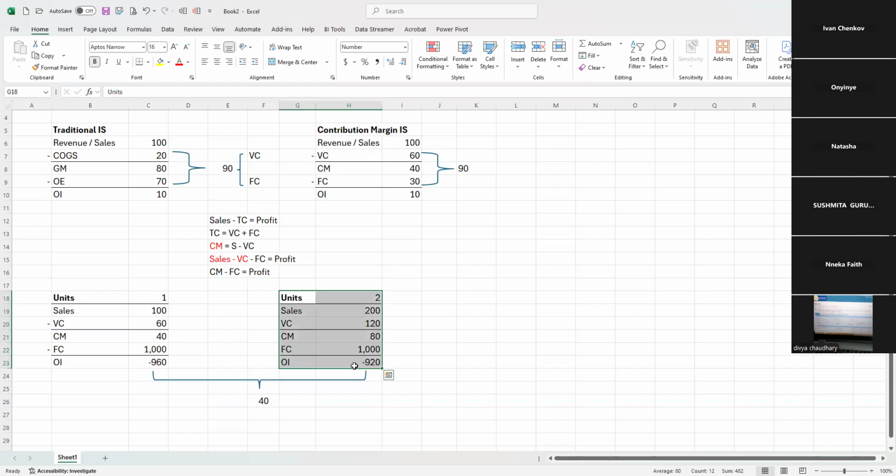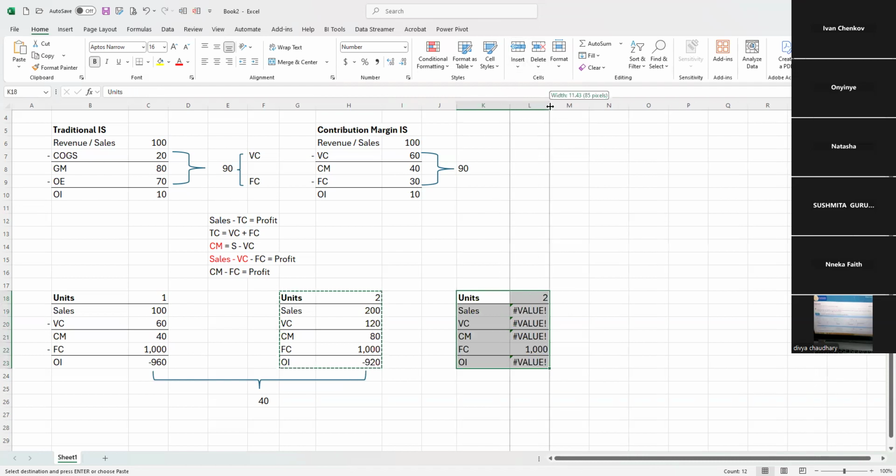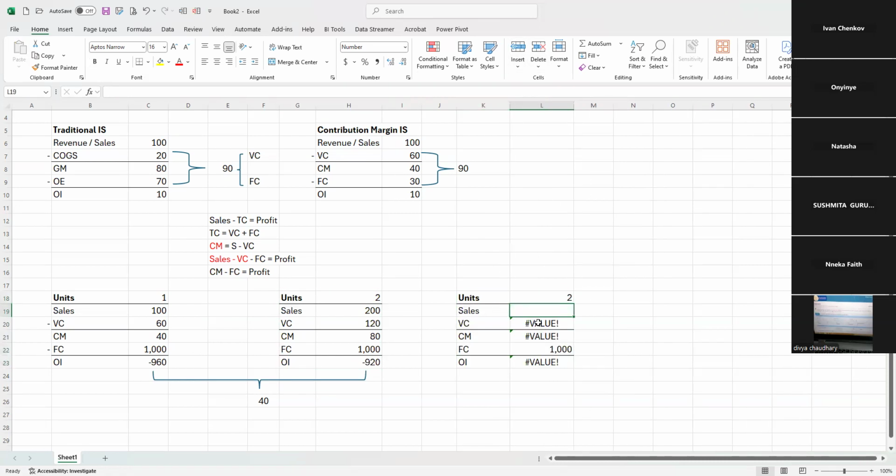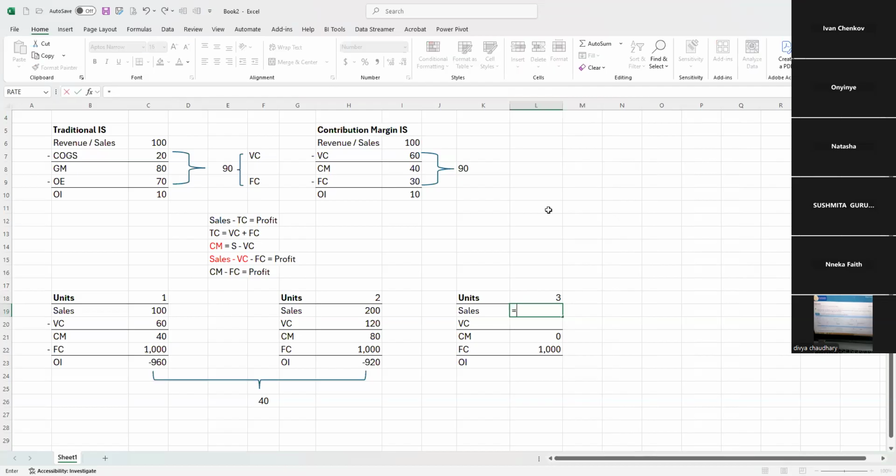Let's triple it. How can I triple this? By changing the units, by selling 3 units. Now what's going to happen with my sales price? It's going to triple. How much will it be? 100 times 3, 300.